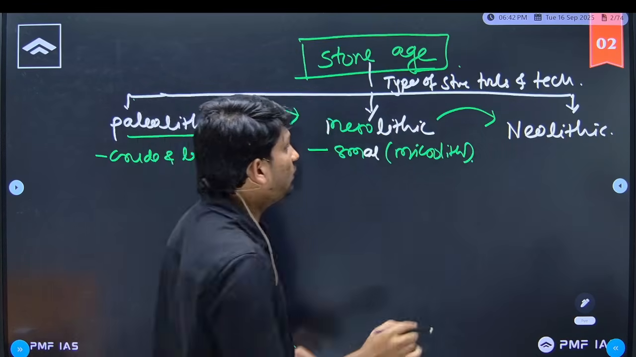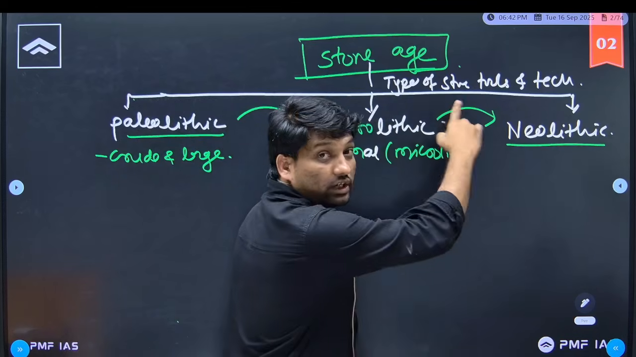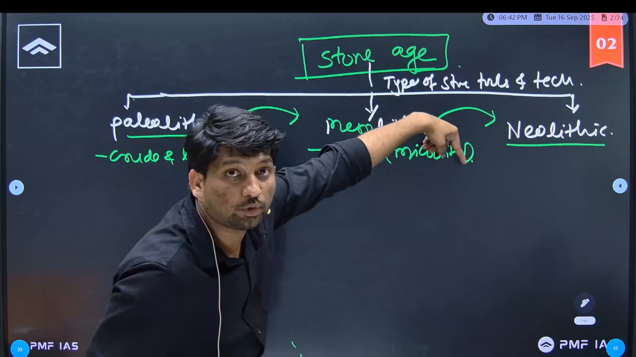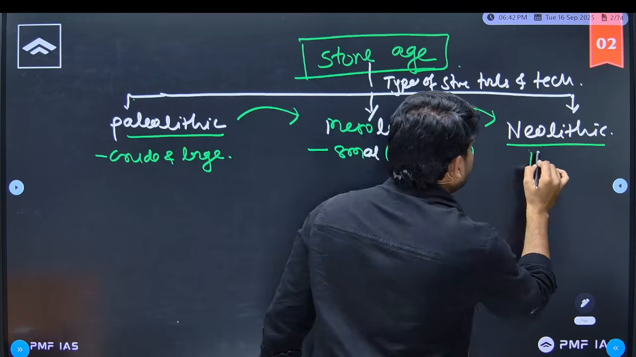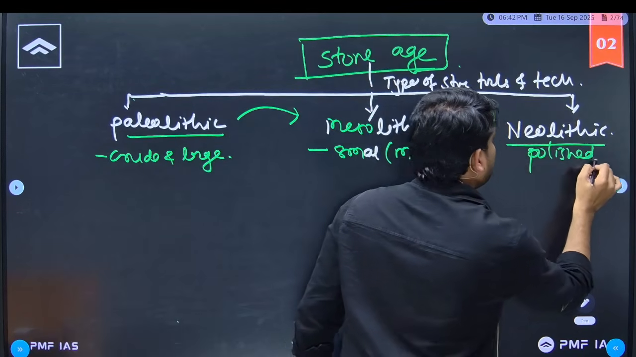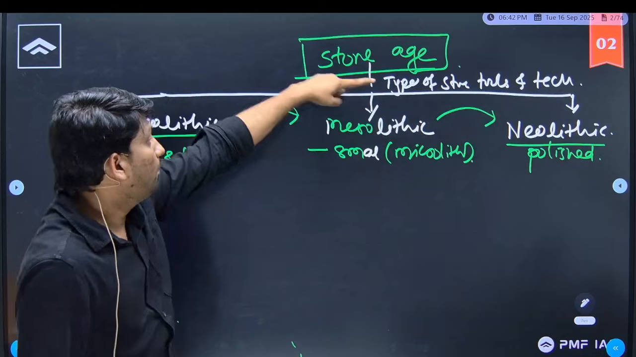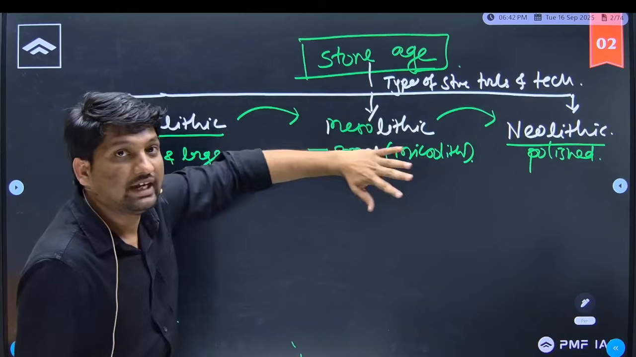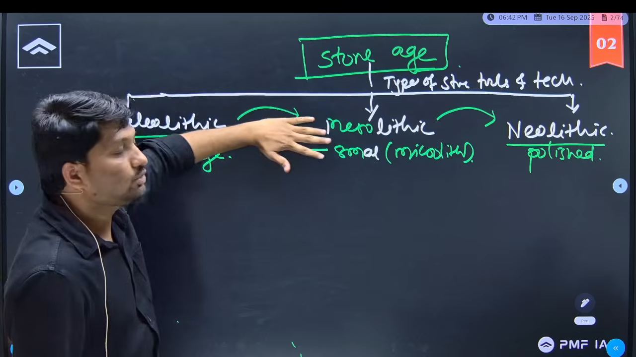And during this Neolithic phase, technology again got advanced. Though they were using microliths, these microliths were now polished. So they were basically using polished stone tools. Based on the type of stone tools they were using, it is divided into Paleolithic, Mesolithic and Neolithic.